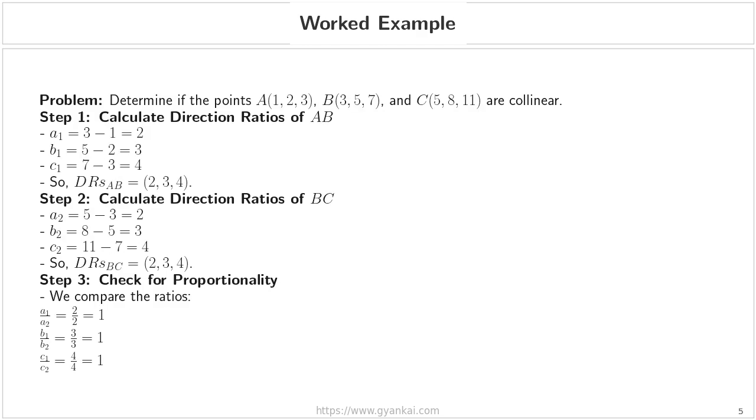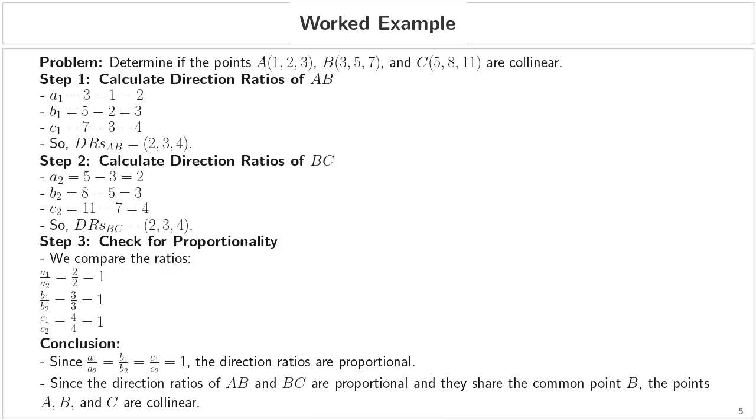Now, for step 3, we must check for proportionality. We do this by comparing the ratios of the corresponding components. If we take the x components, 2 divided by 2 equals 1. Comparing the y components, 3 divided by 3 equals 1. And finally, for the z components, 4 divided by 4 equals 1. As you can see, all these ratios are equal to 1.